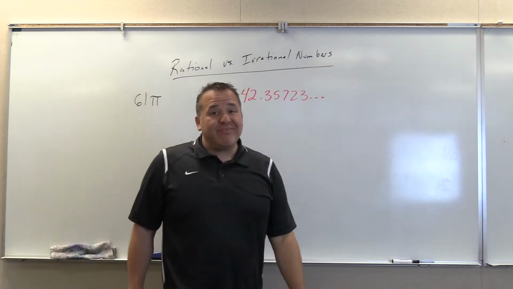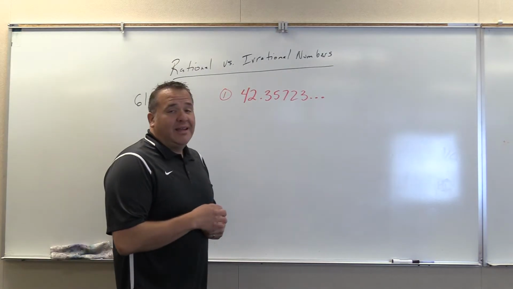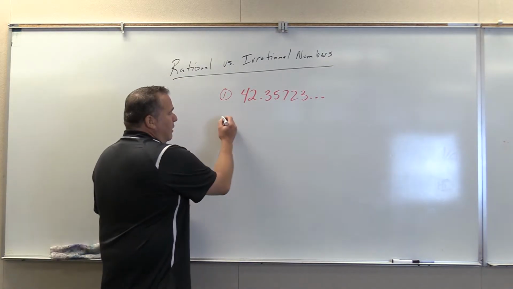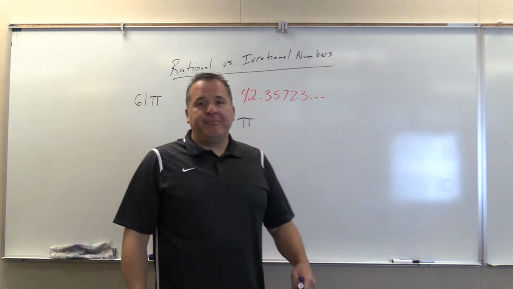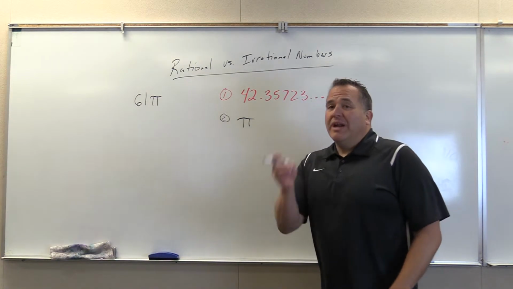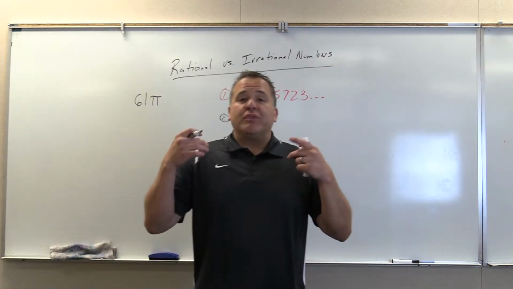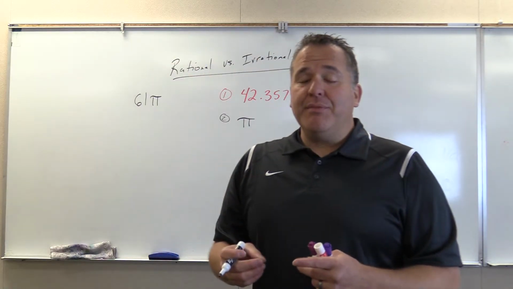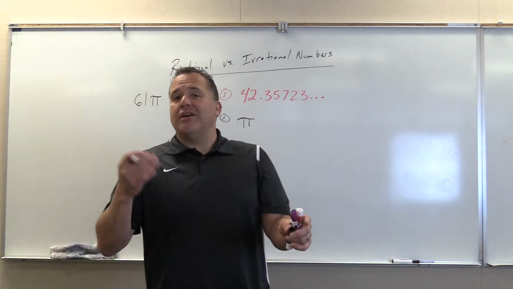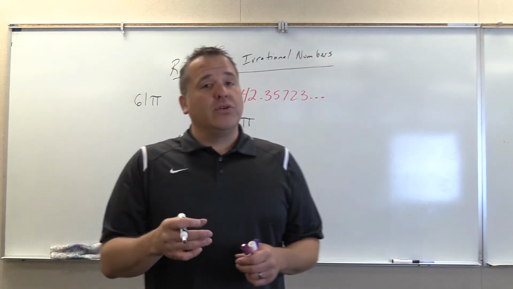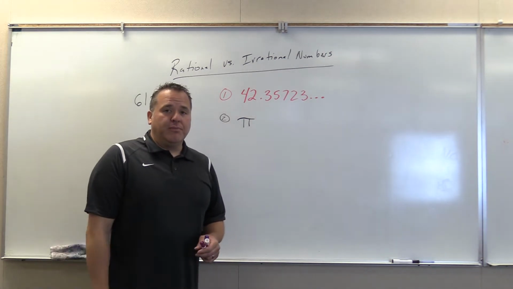Now, the other type of irrational number we need to deal with is pi. Pi is an irrational number. The reason why pi is an irrational number is because it is the ratio of the circumference to the diameter, and when you divide those, the decimal just keeps moving. It never ends. It's non-terminating, and it's never going to repeat. So anytime you see pi, you have an irrational number.